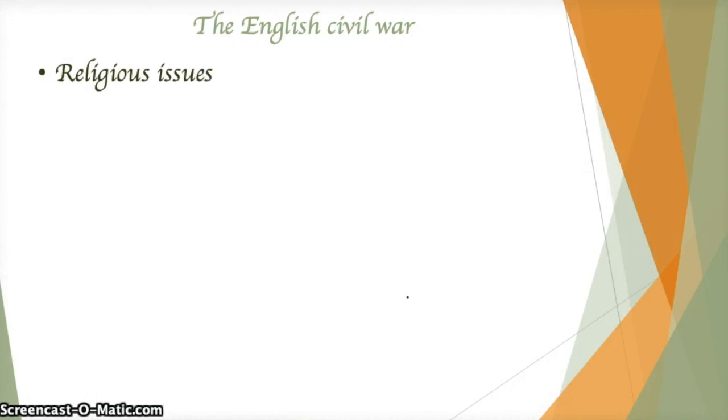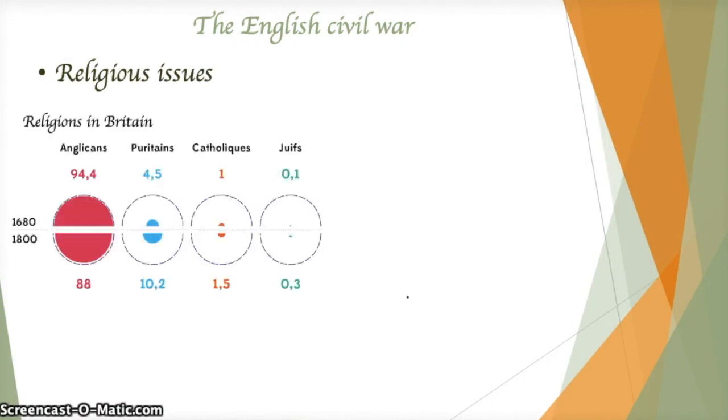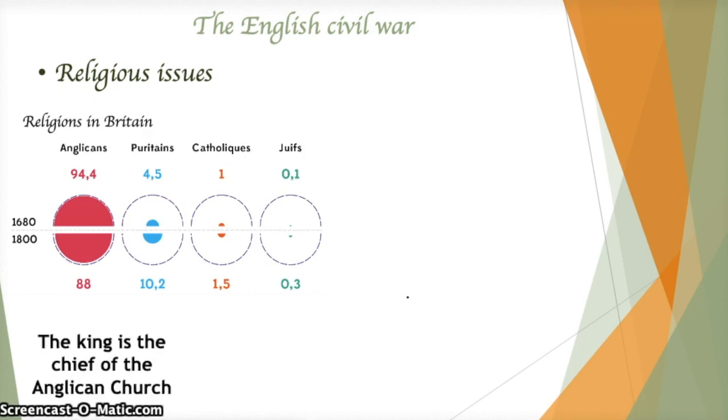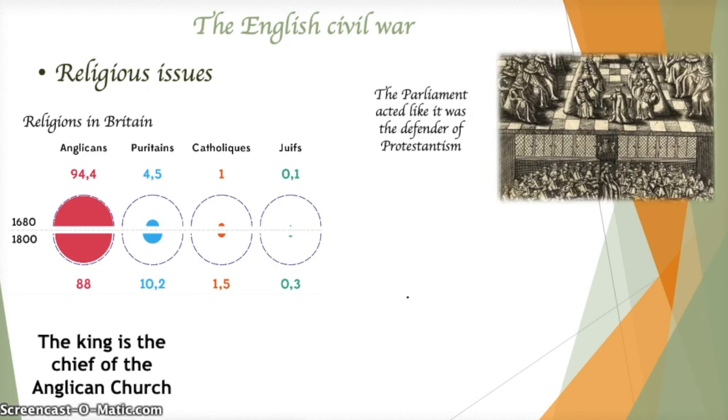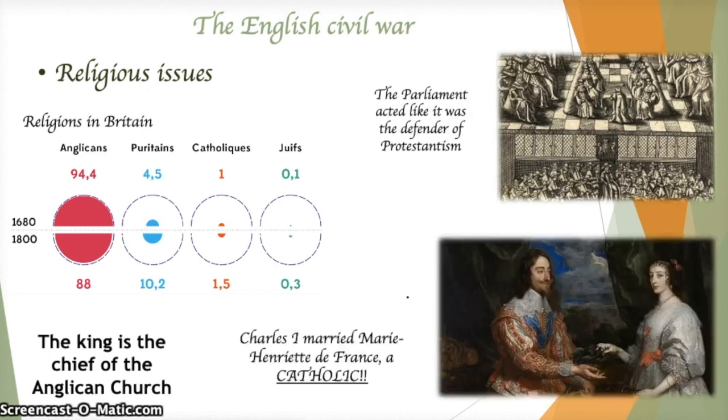You must know that the main part of the English population is Protestant, more exactly Anglicans. Another branch of Protestantism is present in England, the Puritans, but they were a minority. There was also a Catholic minority. The monarch was the chief of the Anglican Church, and the Parliament acted like it was a defender of Protestantism. But Charles I married a French Catholic, Marie-Henriette de France. At the same time, he repressed the Puritans. The Parliament accused him of attacking more Protestants than Catholics.